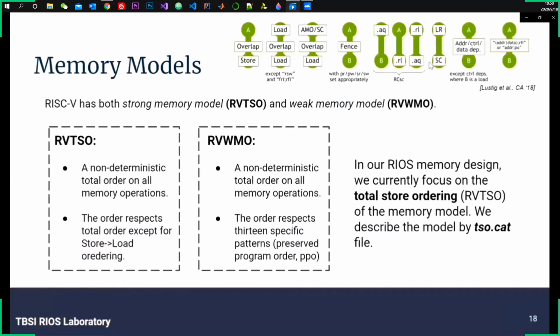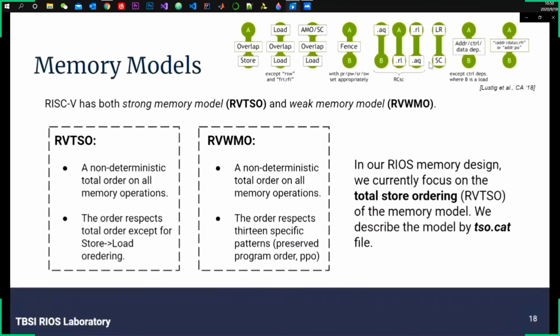So, let's look at the memory models. The total store order, typical for x86, and the weak memory model, typical for ARM, are both adopted in the RISC-V design, known as RVTSO and RVWMO. There is a non-deterministic total order on all memory operations. For RVTSO, the order excludes the store-to-load ordering, different from sequential consistency. As for RVWMO, the order follows 13 specific rules indicated in the graph on the upper right corner.